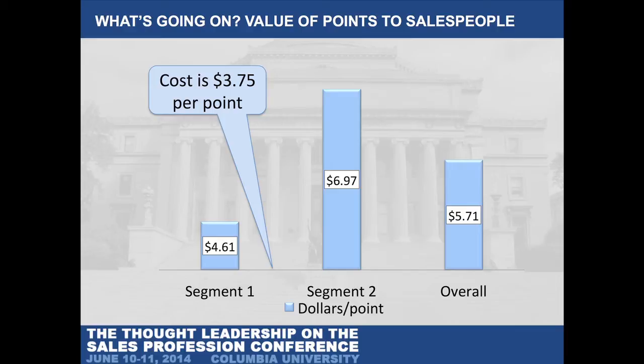Segment one liked it at about 475, and segment two is about $5 and something. In both groups of salespeople, it's higher than the 375. And again, the overall average is about 4 something, I forget, it's in the paper. So you've got something that costs you $375 to produce, and when you give it to them in the form of points, it's suddenly magically worth more than that.